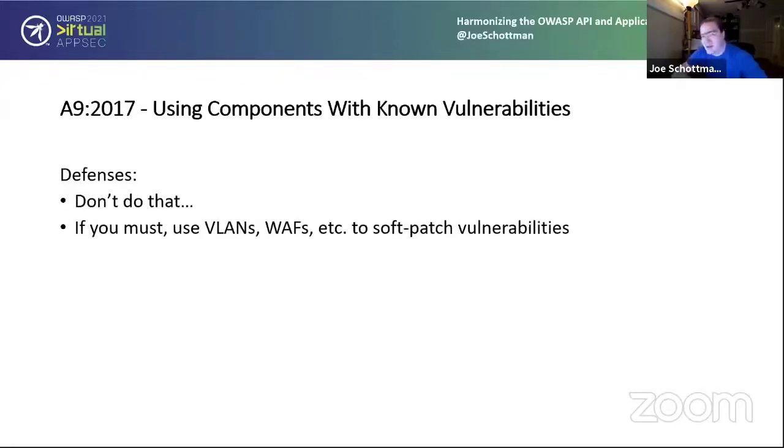Again, if possible, the best defense is to simply never use a component with a known vulnerability. If for whatever reason you must use a component like that, make sure that you've got a VLAN to do isolation as best as possible. You can do things like place inline web application firewalls that completely block all possible access to certain known vulnerabilities, et cetera. And you can use that as a technique called soft patching.